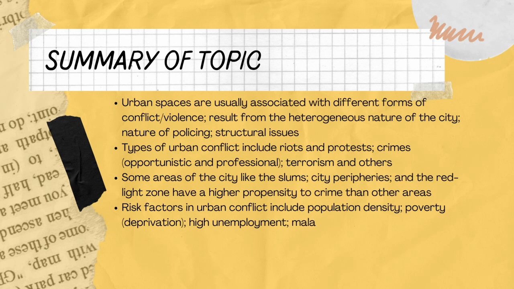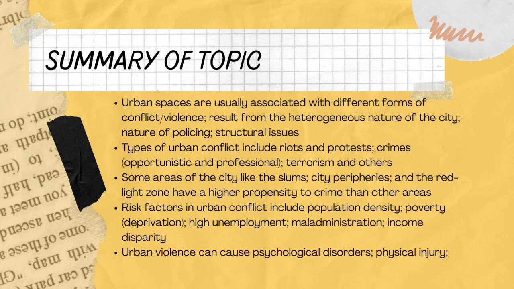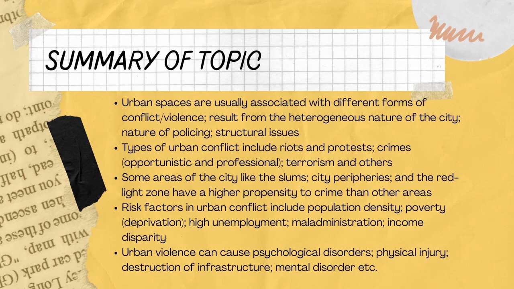The second point is that there are different types of urban conflicts, and some of these include riots and protests, crimes, whether opportunistic or professional, terrorism, racism, and others. Third, some areas of the city, for instance, the slums, city peripheries, and the red light zone, have a very high conflict or crime propensity than the others.